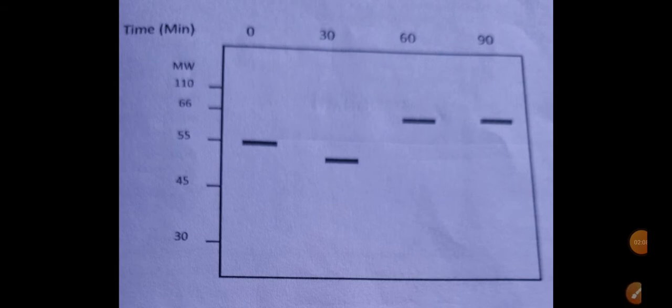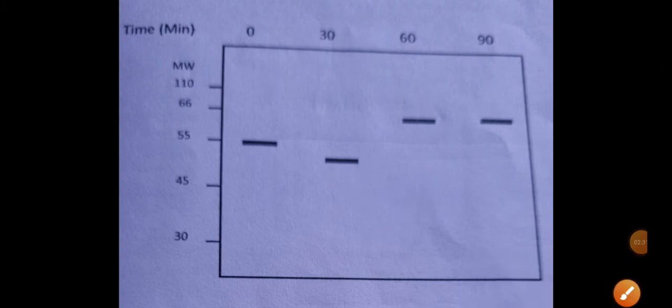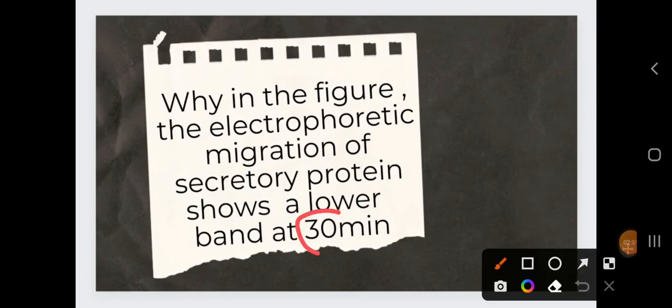So very simple, they can ask you which process this is. Okay, what is going on here? So you can say this is SDS PAGE. Native PAGE if it's not multi subunit. Otherwise it can be your denaturing phase, or where you use your beta mercaptoethanol. So basically it is SDS PAGE. So if I simplify it for you, they are asking why a lower band is present at 30 minutes.